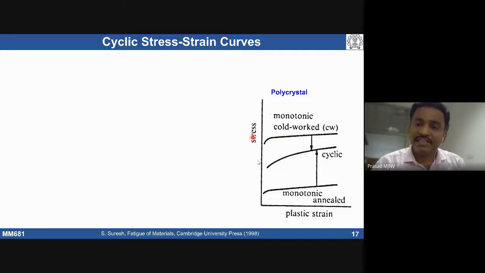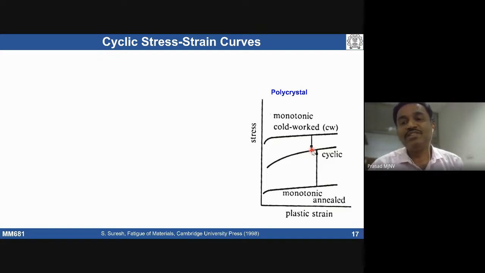If I take these two materials independently and subject them to the same cyclic loading conditions, the stress strain behavior is going to converge for both materials. If I deform the annealed material under cyclic loading conditions, we do see cyclic hardening. If I take a cold worked material and deform it under cyclic loading conditions, it is going to undergo cyclic softening.